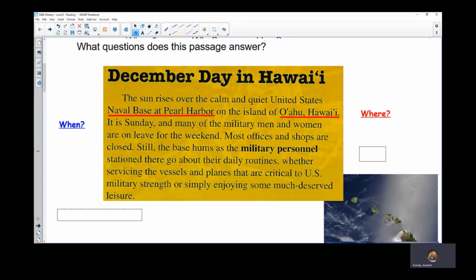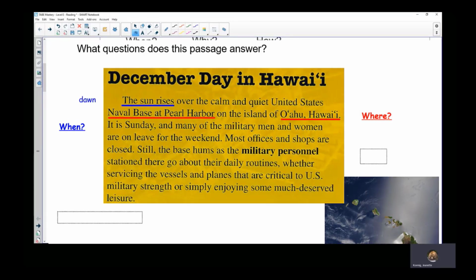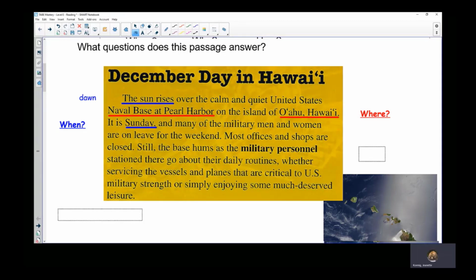Oh, okay, great. The sun rises. Does it say dawn somewhere? No, but the sun rises, so that's definitely dawn. Do we have any more information about when? Sunday. It is Sunday. That ends up being a very important detail to what this passage is going to be talking about.